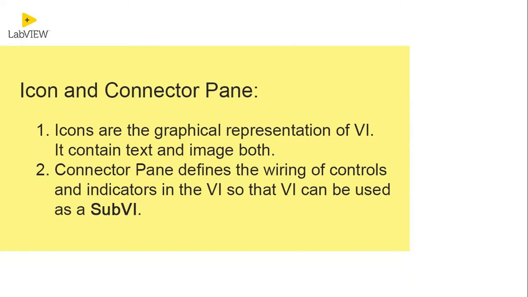The third main component of LabVIEW is icon and connector pane. Icon is the graphical representation of VI. It contains text and image both. Connector pane defines the wiring of control and indicator in the VI so that VI can be used as a sub VI. The use of icon and how to create sub VI, how to use connector pane, this will be explained in the upcoming lectures.